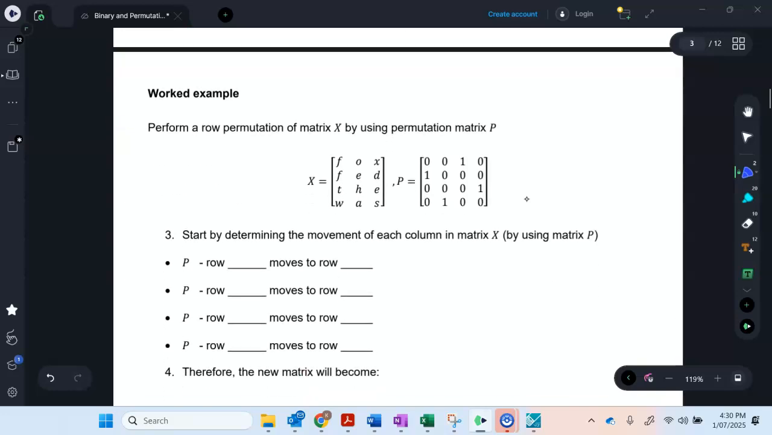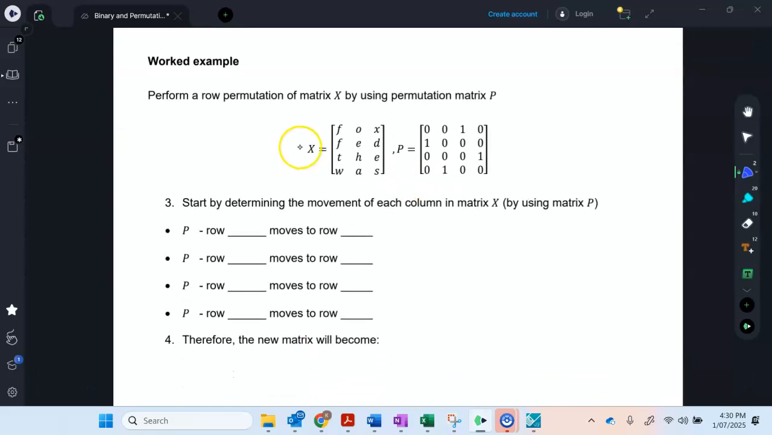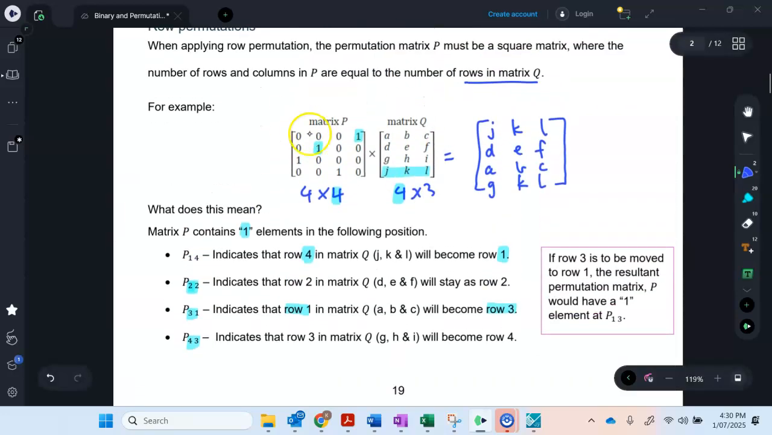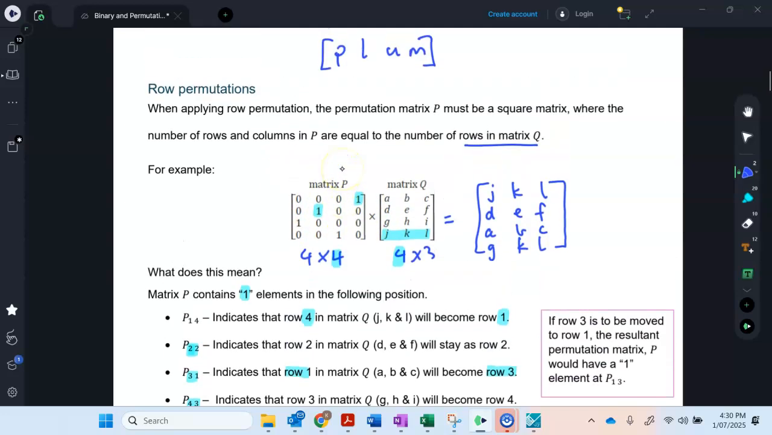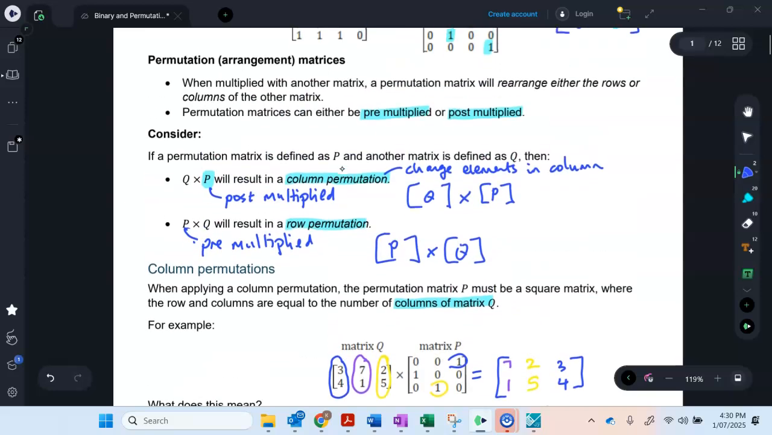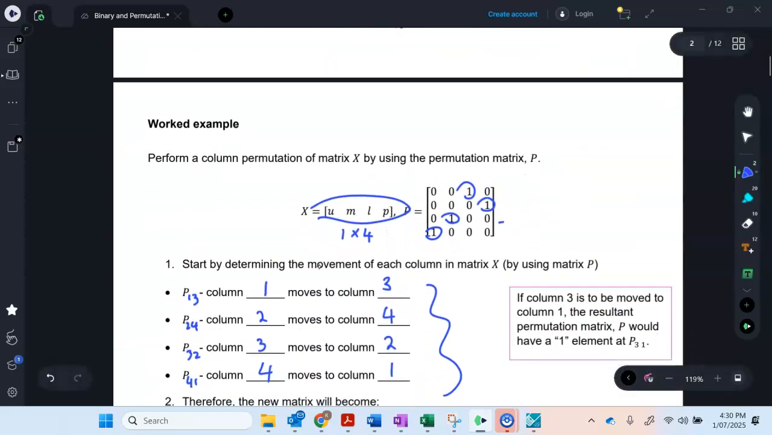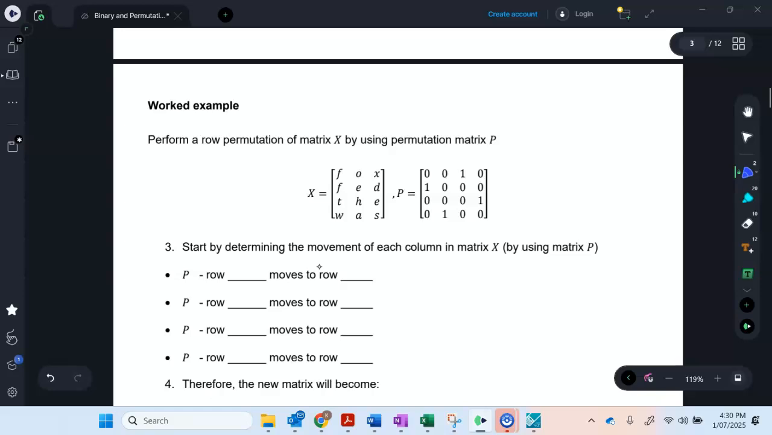Okay, so let's do a worked example. If you're thinking, how will I know whether it's a row permutation or a column permutation? Here we can see we're pre-multiplying, so the permutation matrix is first. You should have these notes in your book. Here we've got it first, so it's a row permutation. It's very important to note whether it comes first or second. You can also tell by the number of rows and columns.